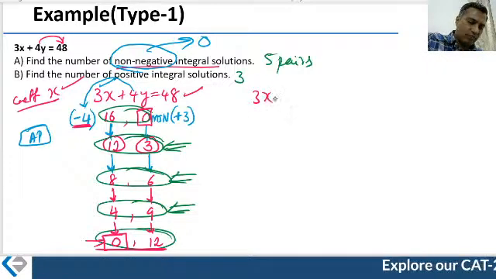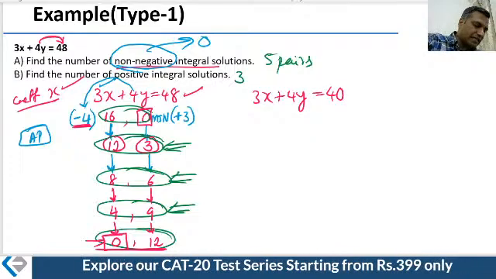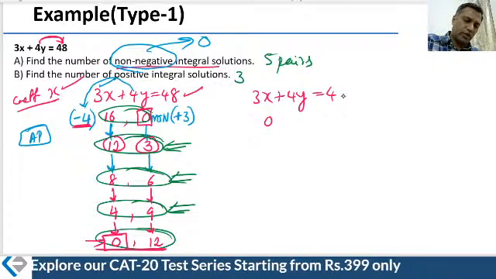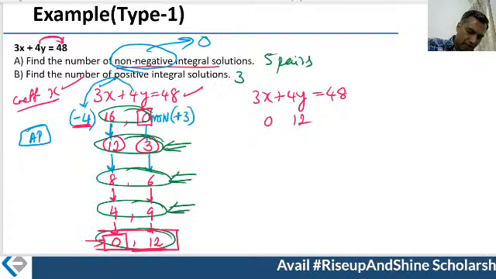Which means, would I have done it like this? For 3x plus 4y is equal to 48, I realize that 4 divides. Then put x equal to 0. You will get the value of y. Therefore, 4 into something is equal to 48. 4 into what is equal to 48? 4 into 12. Where did you start? You started here. You came here directly.